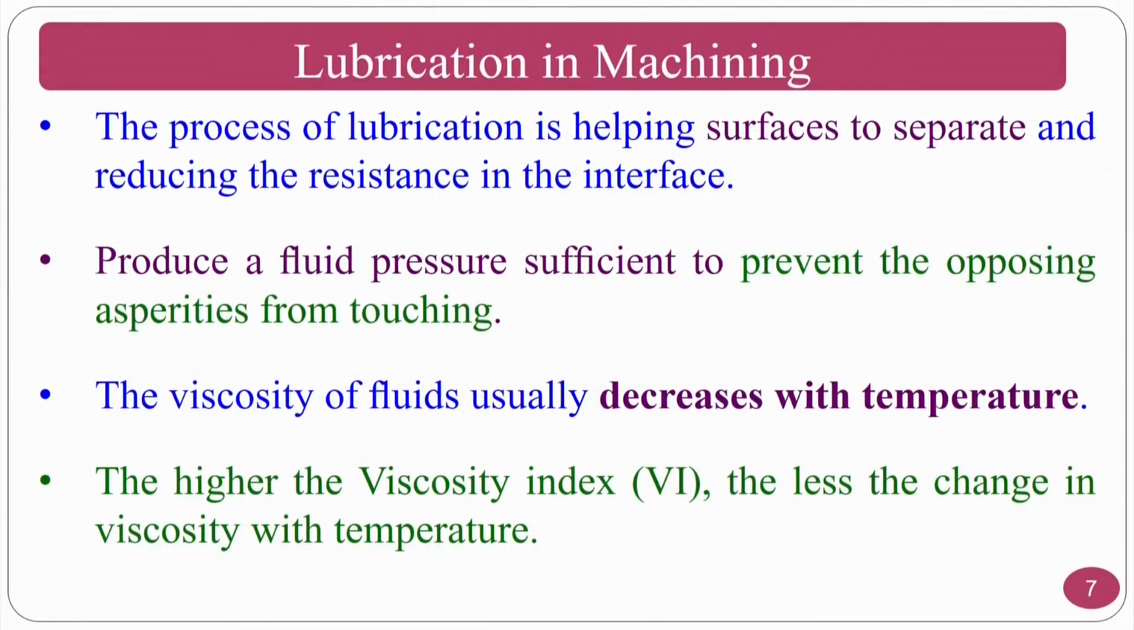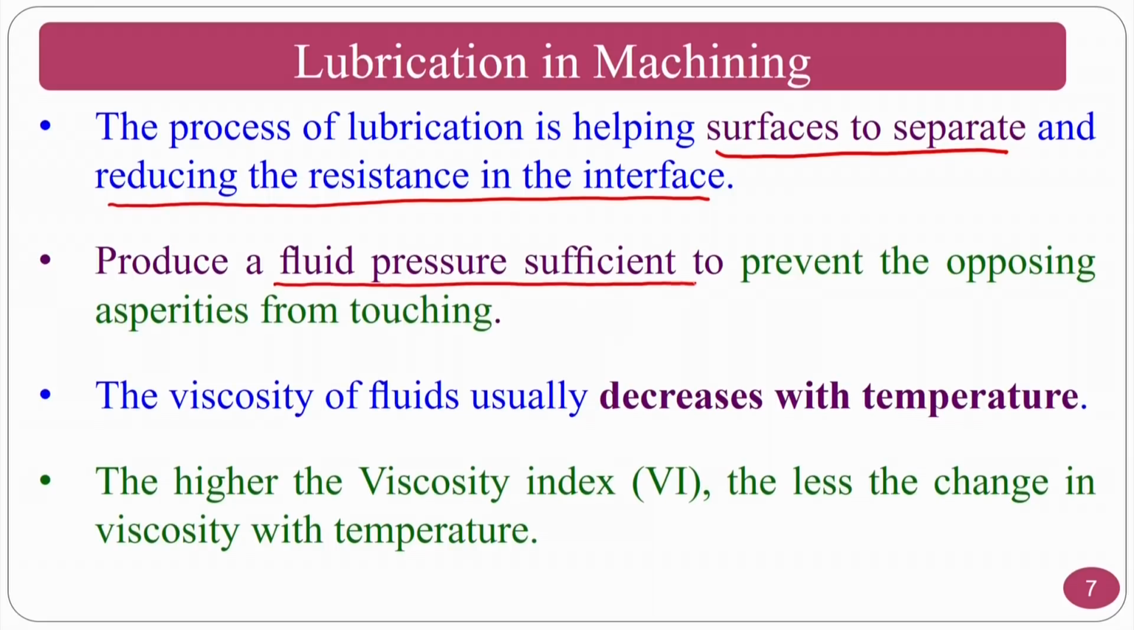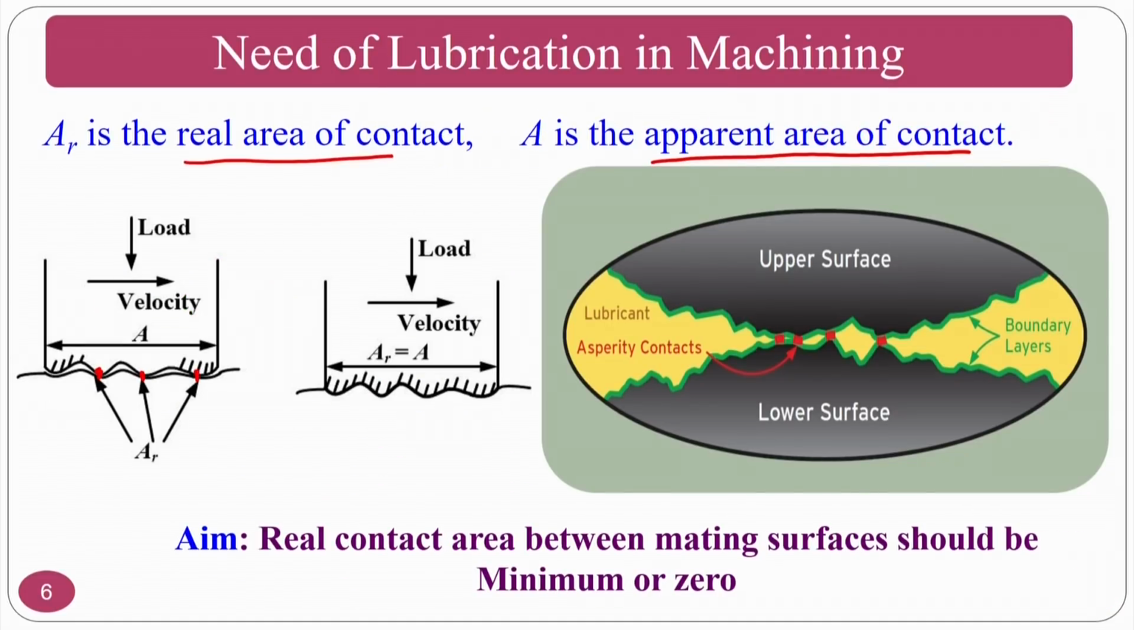Lubrication in machining is the process of helping the surfaces to separate. This will separate the surfaces, one being the tool surface and the other the chip surface or the flank surface, and reduce the resistance at the interface. It produces fluid pressure sufficient to prevent the opposing asperities from touching. That means that if I send this in between two surfaces, my aim is always to separate these two. That is what I am talking about.